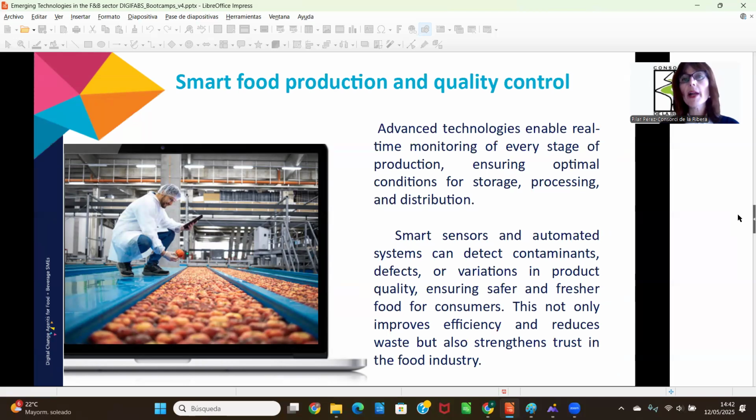Well, regarding smart food production and quality control, digital technologies enable real-time monitoring and optimization throughout the production process. For example, in the picture, you have a fruit processing company. In this case, smart sensors can detect contaminants, control environmental conditions, and sort products by size and quality. These advancements reduce waste and build consumer trust in food safety and quality.